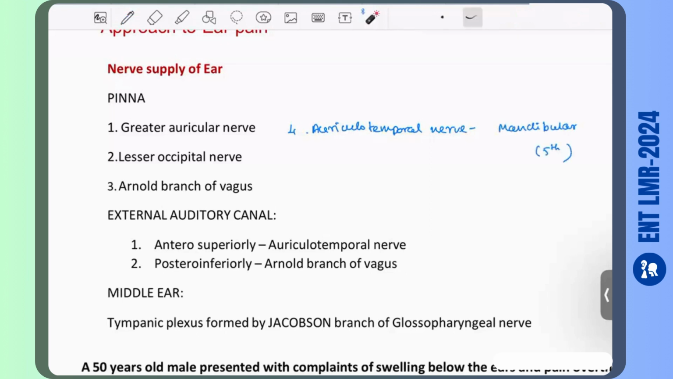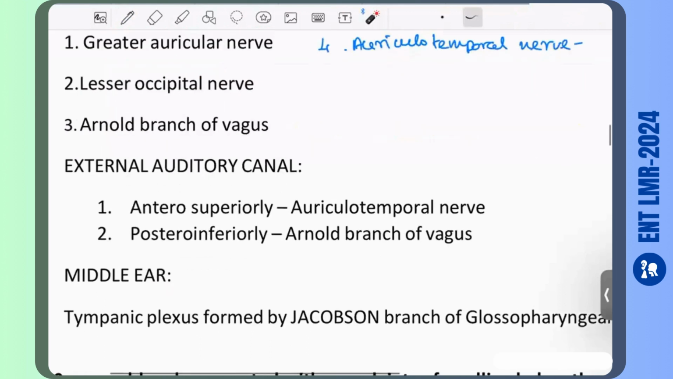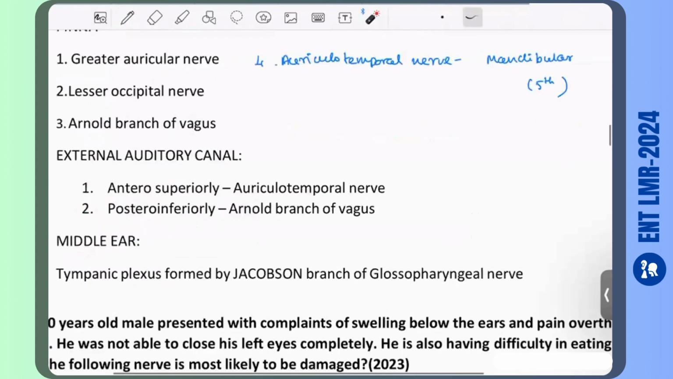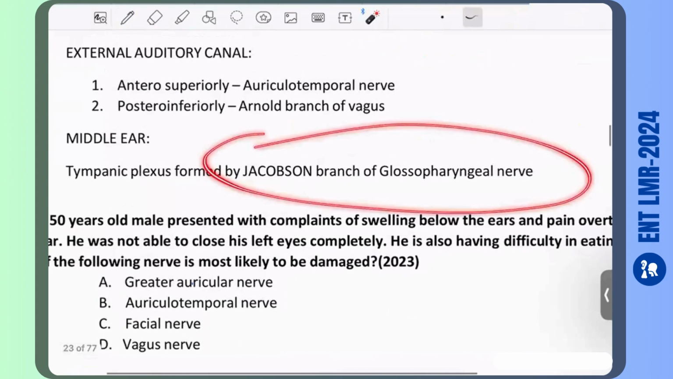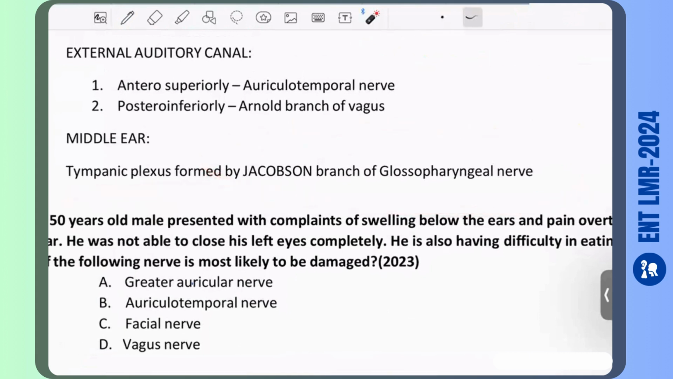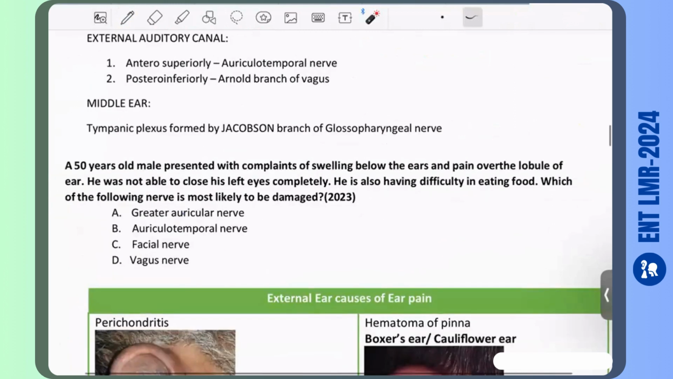The external auditory canal is anterosuperiorly supplied by the auriculotemporal nerve, and posteriorly supplied by the auricular branch of vagus. The middle ear is supplied by Jacobson's branch of the glossopharyngeal nerve. It will form the tympanic plexus. With this nerve supply, we can solve some MCQs from the 2023 FG.